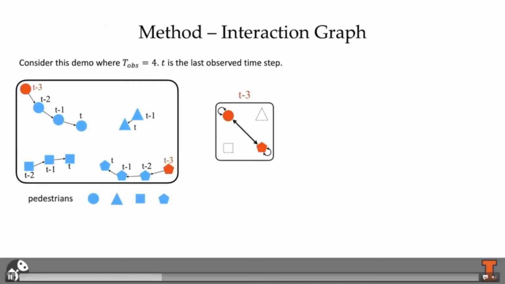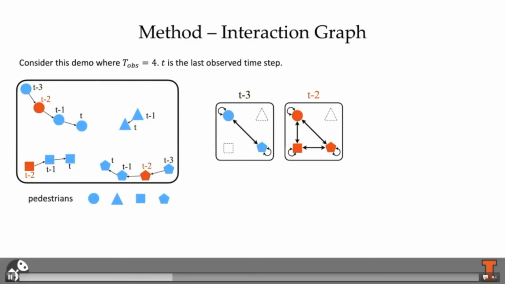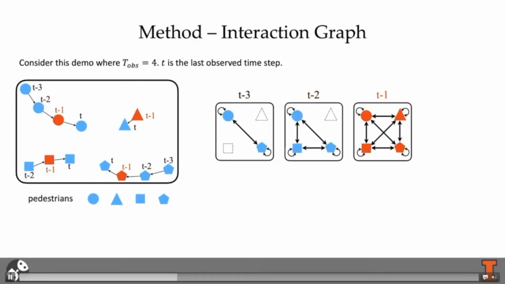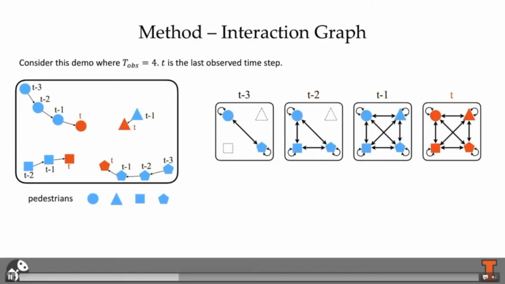At the beginning, we build an interaction graph for each time step. At t-3, there are circle and pentagon, so we create a fully connected interaction graph including both of them. Note the graph includes self-looped edges. At t-2, the square joined the scene, so we add the square to the interaction graph. At t-1 and t, all 4 pedestrians appear, so the fully connected interaction graphs at t-1 and t include all 4 nodes.